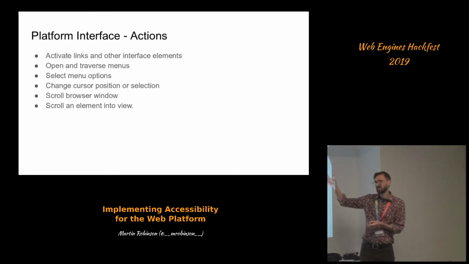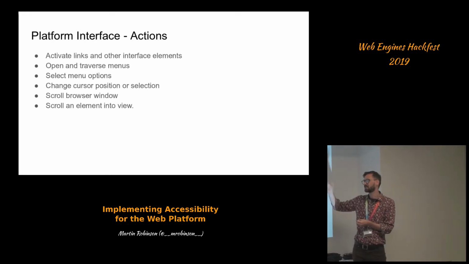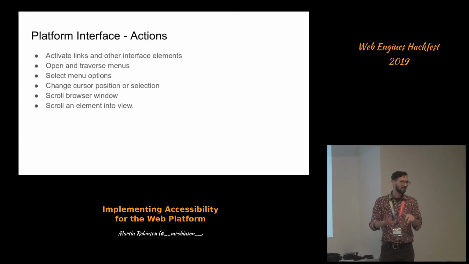And some of the things that can happen here are activating links or other interface elements, going through menus, selecting things, activating menu options, or selecting and unselecting them, changing the position of, I said cursor, but I mean the text cursor, moving the text cursor to different places, and also selecting things, unselecting them. Things that would be difficult to do if you didn't have access to a mouse, for instance. Scrolling the browser window, or making sure that elements are scrolled into view, another big thing.